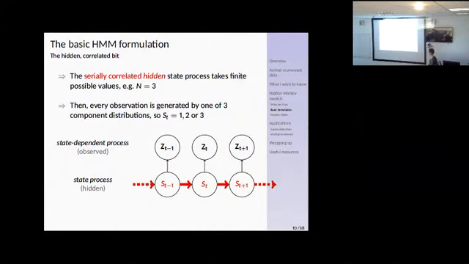So the state process is this bottom bit that I've highlighted in red, and it's serially correlated, which is denoted by these arrows. So one state is linked to the previous state. And it takes on finite values. Say this model has 3 states. So this t-1 could be a 1, a 2, or a 3, and that stands for each of these. So say we've got a 3-state model. And then every observation we assume is generated by one of these 3 processes, which is associated with component distributions.